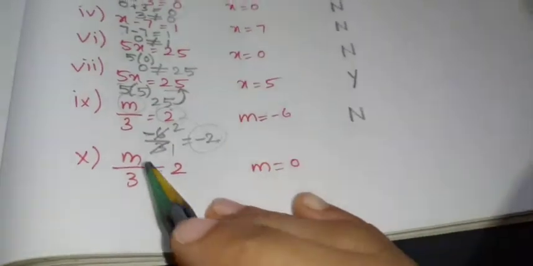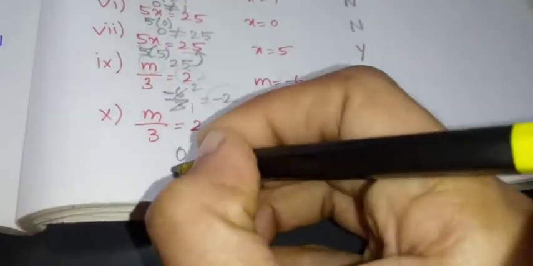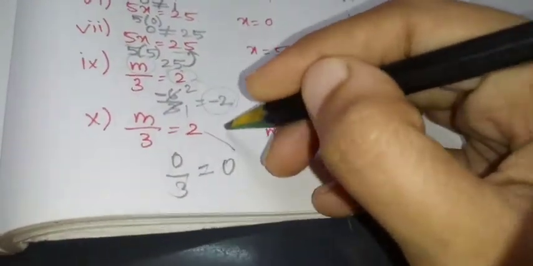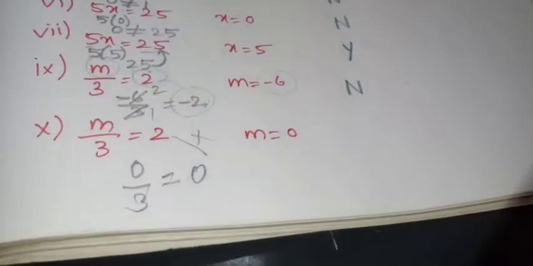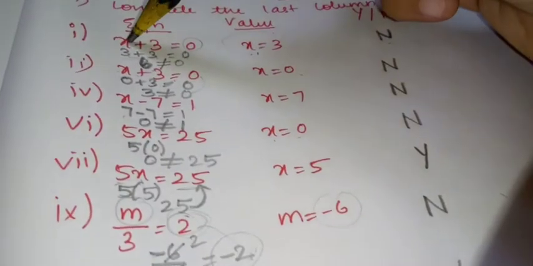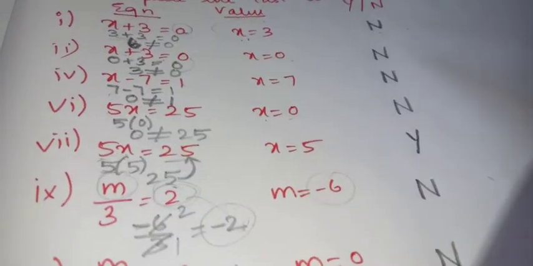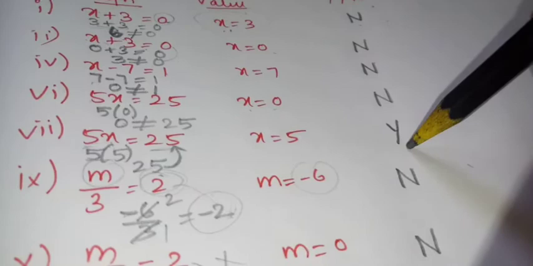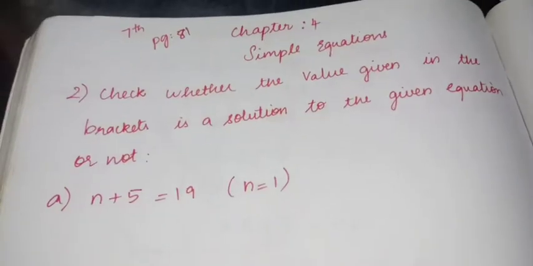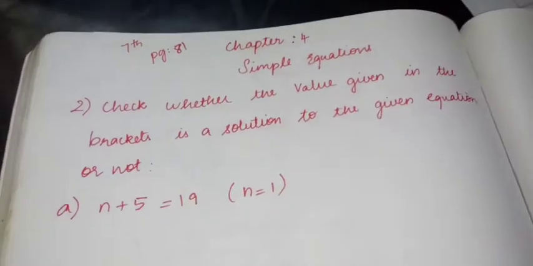Next, m by 3. M value is what? 0. So 0 by 3 is what, children? 0. 0 by 3 is 0, which is not equal to 2. So it is not satisfied. Did you understand? We are just substituting this value into this equation, and if it is not satisfied we put no. If it is satisfied we will put yes. Understood? Second problem, you can write it in your fair notes, okay?